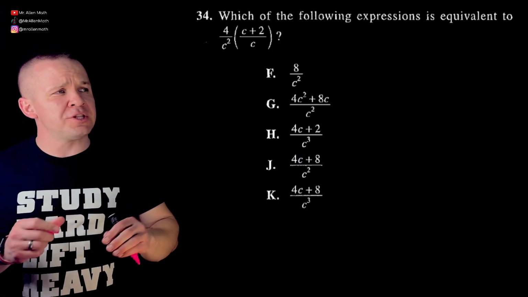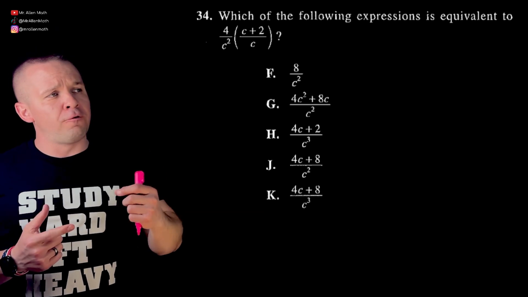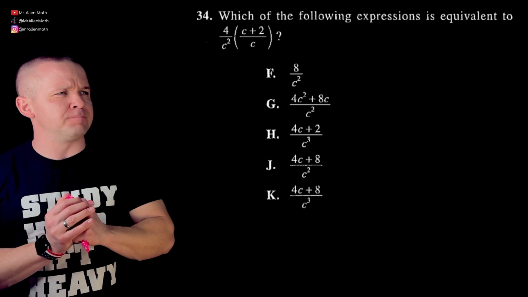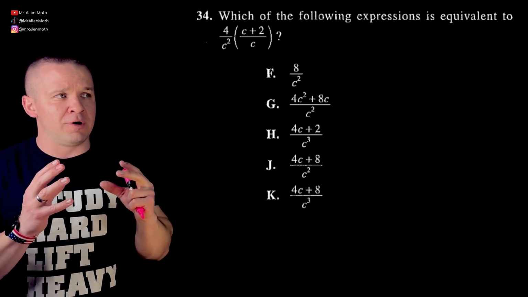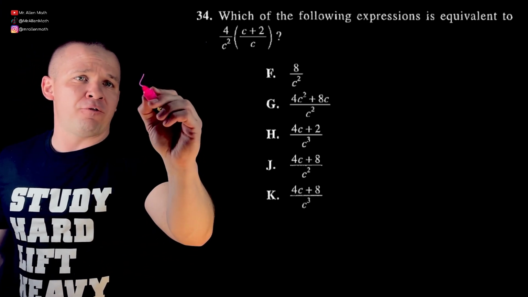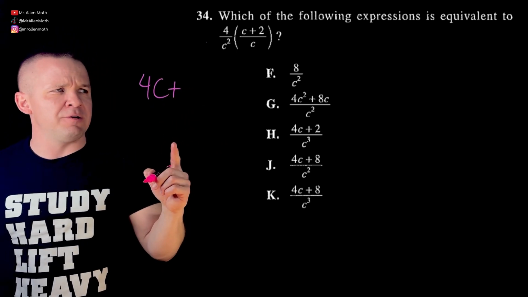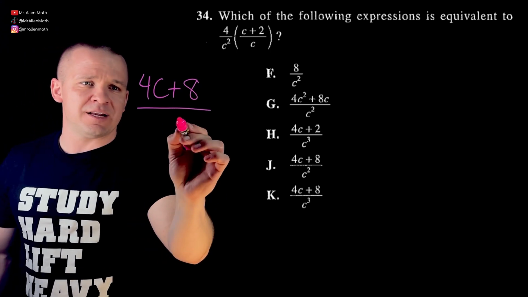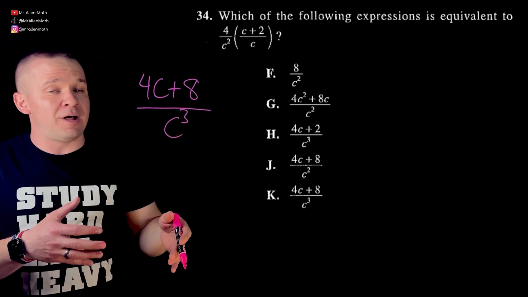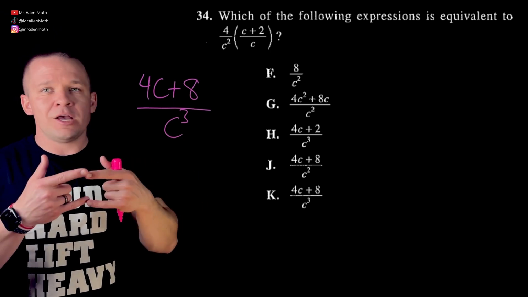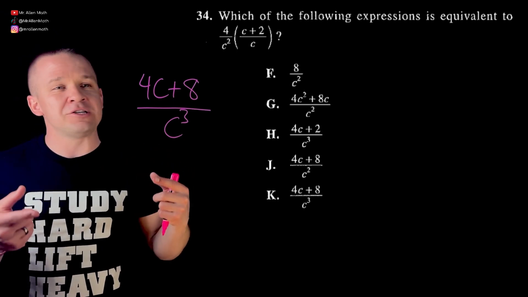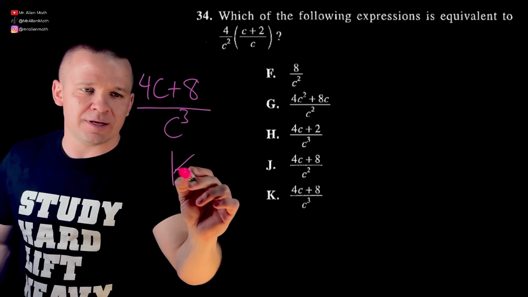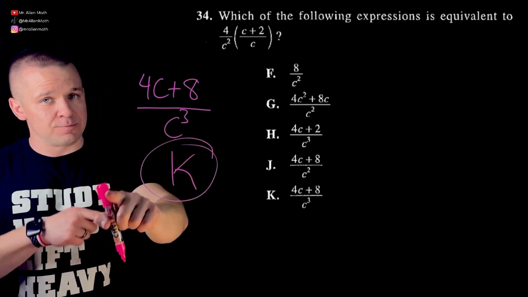But for this next one, we have which of the following expressions is equivalent to 4 over c squared times (c plus 2) over c? Well, all we need to really do is just multiply the numerators, multiply the denominators. So I would have 4c plus, what's that going to be? 4 times 2 is 8 over, and then my denominator is c squared times c, that is c cubed. What's nice about multiplying rationals, multiplying fractions, is you just multiply across. When you're adding or subtracting, you've got to get that common denominator. So do we have this as a choice here? We do. It is K. That one was pretty easy. Nice. Awesome.